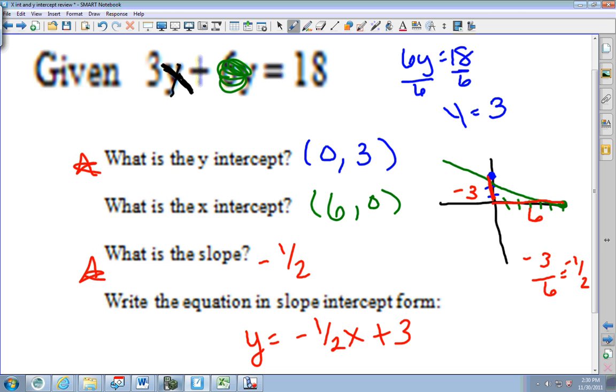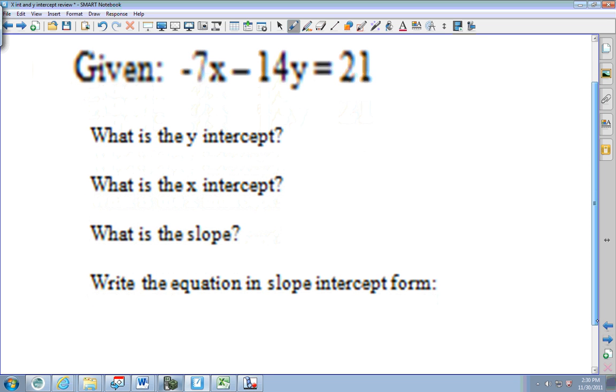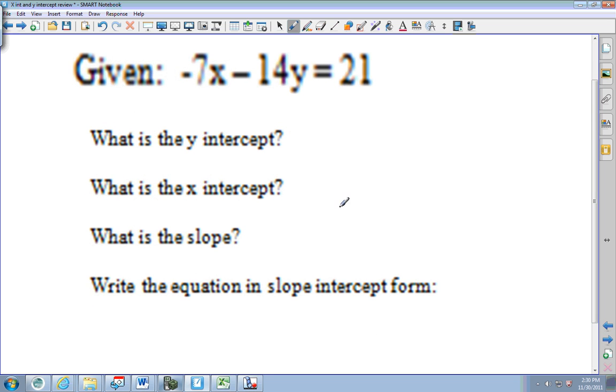Let's see if I wrote this next problem right. Oh, I do have an x and y. Good deal. All right. So I'm trying to find my y-intercept, it means my x number is 0. I'm going to cover up my x. I have negative 14y equals 21. Ooh, that's not very friendly, is it? So I'm going to divide by negative 14.